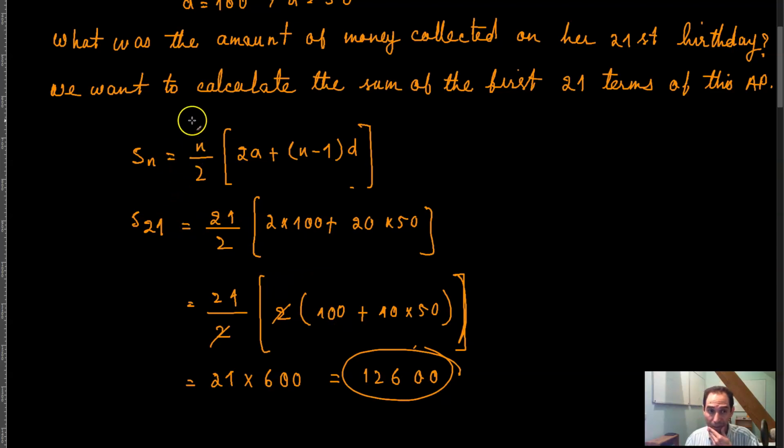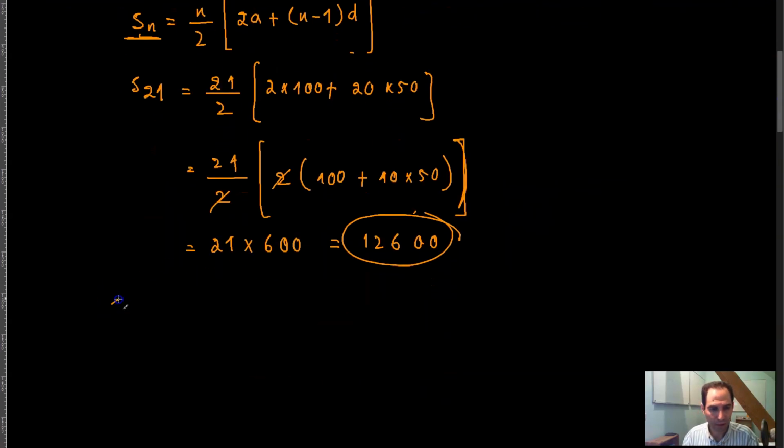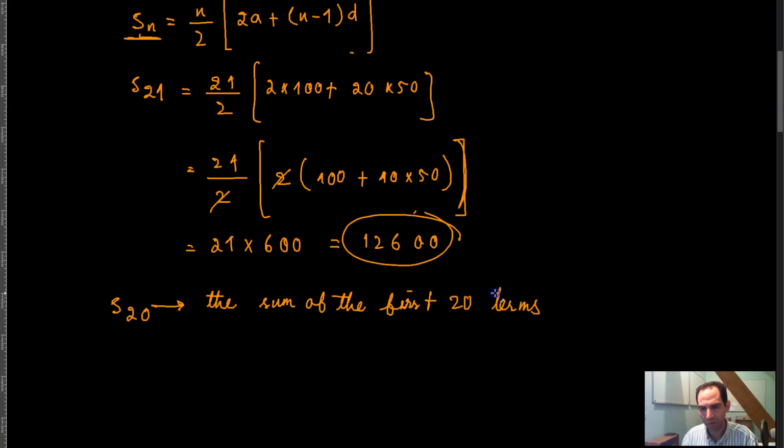And so instead of S, we can use S of n, of course, as I have done here. So we also use S of n in place of S to denote the sum of the first n terms of the AP. So for example, if I write S of 20, this notation means the sum of the first 20 terms of an AP.